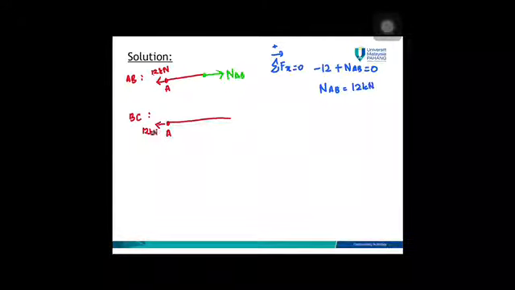To the right is positive. Why do I use summation Fx? Because all the forces are in the x direction. Negative 12 minus 9 plus NBC is equal to 0. Then NBC is equal to 30 kN. Okay, you do the same for CD. When you do CD, you will get NCD is equal to 22 kN.